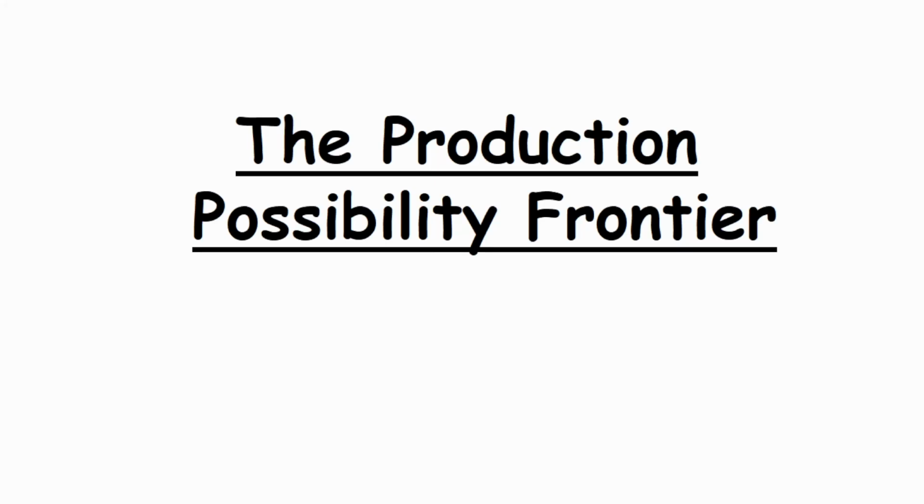Every economy has limits. The production possibility frontier shows us what's possible and what's not. Let's break it down. Basically, a production possibility frontier, often referred to as a PPF, is a visual way of showing all the possible combinations of two goods or services that an economy can produce given its current state of resources and technology.